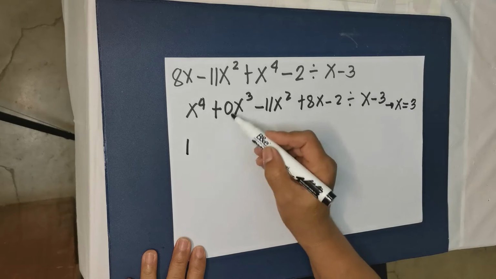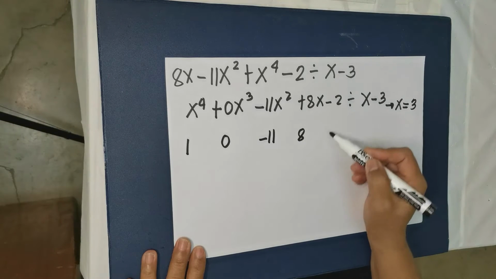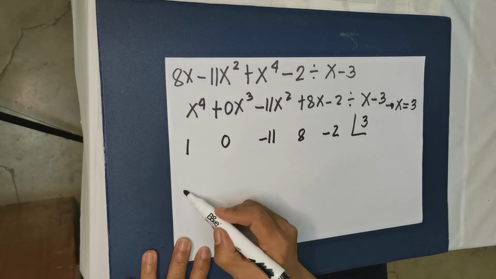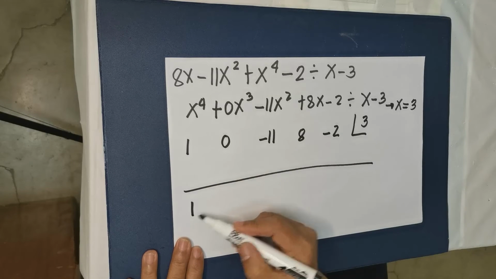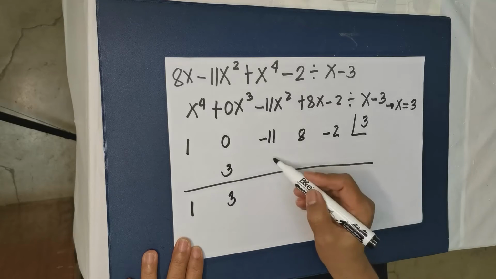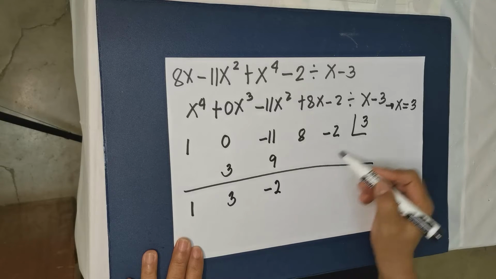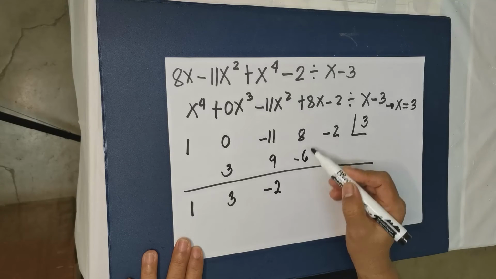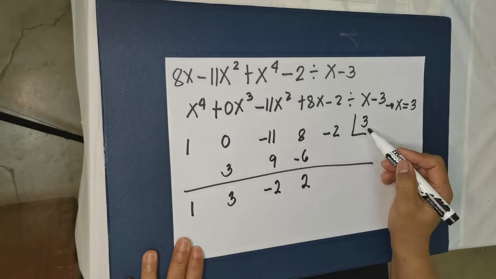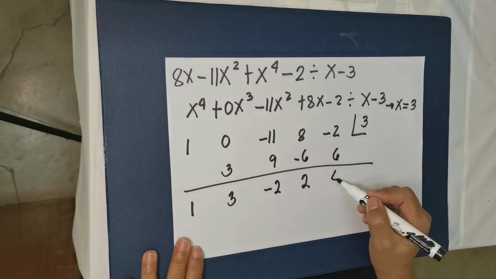So we bring down 1, we bring down 0, we bring down negative 11, positive 8, and negative 2. And the value of our x is 3. Then bring down 1. 1 times 3 is 3, 0 plus 3 is 3, 3 times 3 is 9, negative 11 plus 9 is negative 2, negative 2 times 3 is negative 6, 8 minus 6, or 8 plus negative 6, is positive 2, 2 times 3 is positive 6, negative 2 plus 6 would be 4.